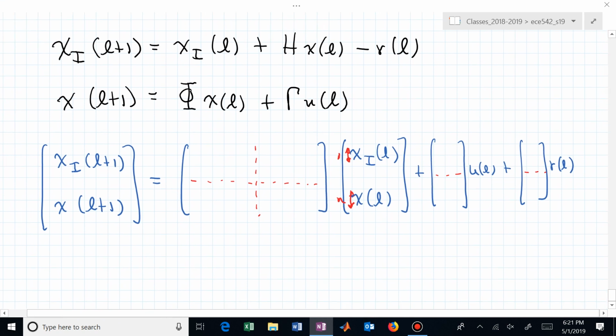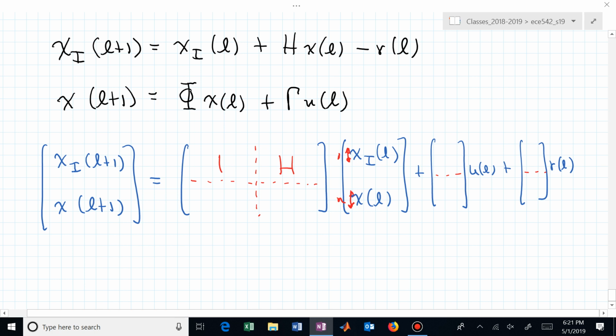How do I fill in those? How do I fill in the top row, or the top compartment? I want x sub I of L plus 1, the very top black line that I've written, to include x sub I of L. How do I pull that in to the right-hand side? Do you see that I just put a 1 right there, and that will pull off the x sub I, and now I need Hx of L, so here's my output matrix, H.